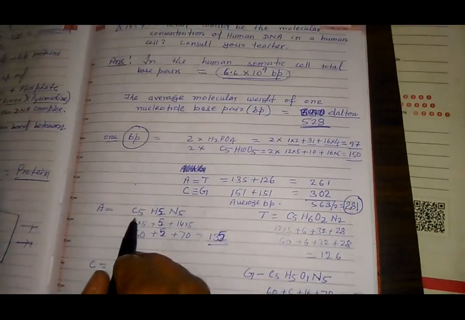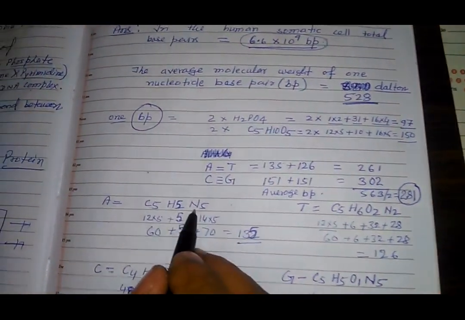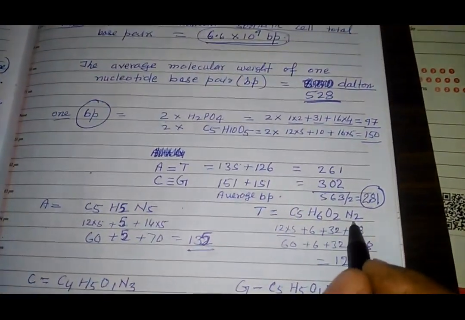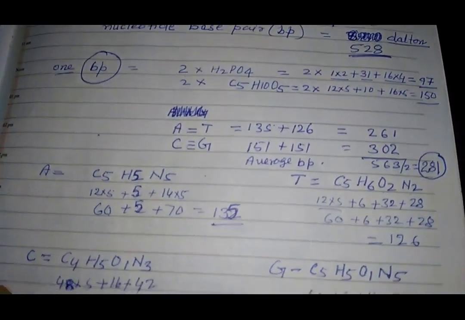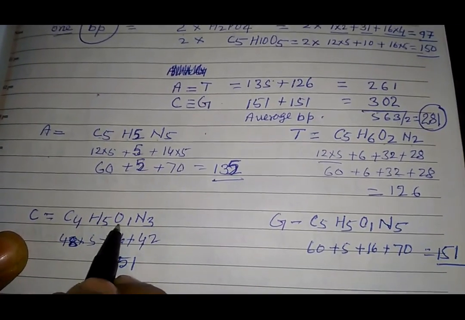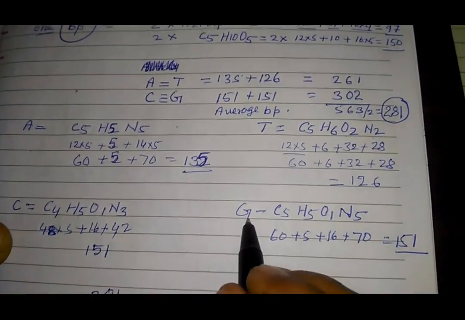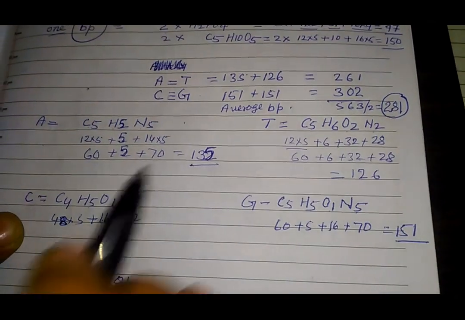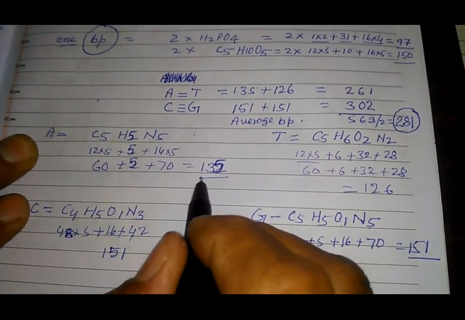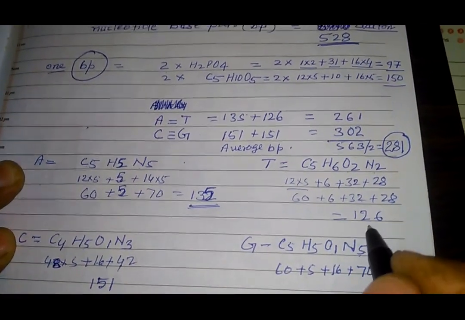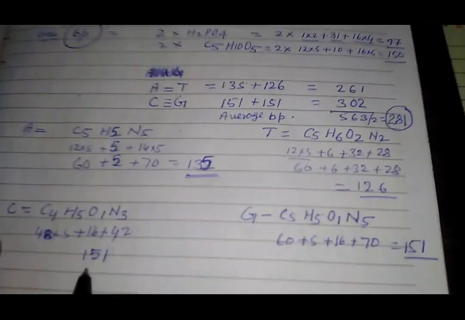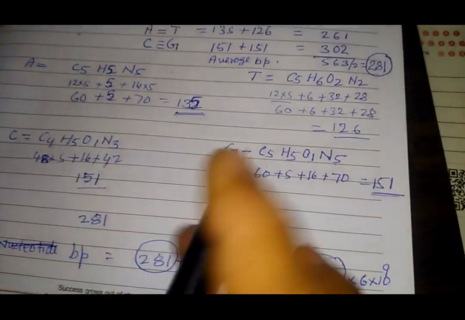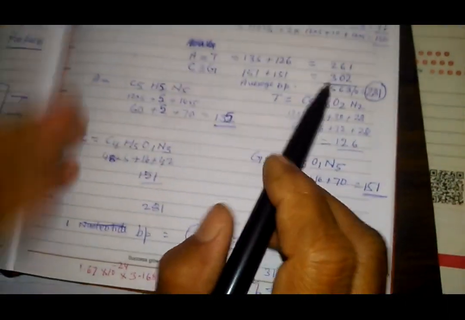Adenine is made chemically C5, H5 and N5. Thymine is C5, H6, O2 and N2. Cytosine is C4, H5, O1 and N3. And guanine is C5, H5, O1, N5. When we calculate their molecular masses, adenine has 135, thymine has 126, cytosine has 151 and guanine has again 151. In this way we can find the average.